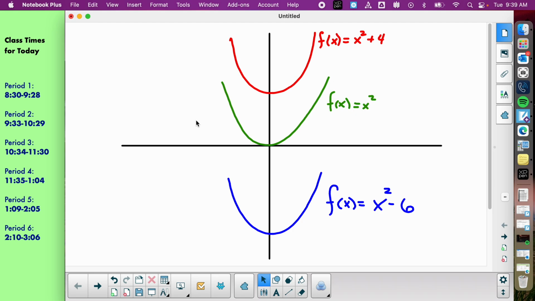Looking up at the board, we've got x squared plus 4, x squared, and x squared minus 6. What is the derivative for each one of those? Okay, for all three? Yes. Because the derivative of the number at the end doesn't matter.